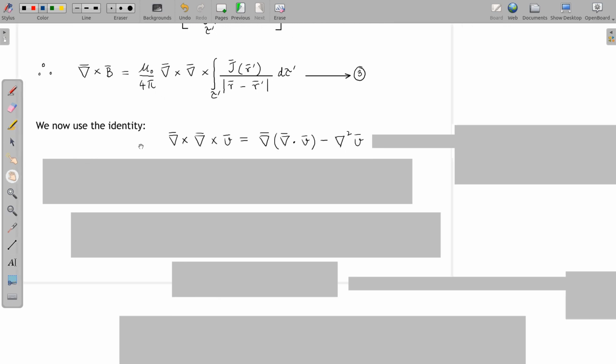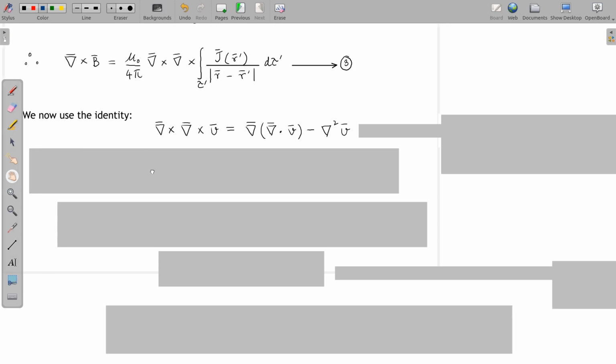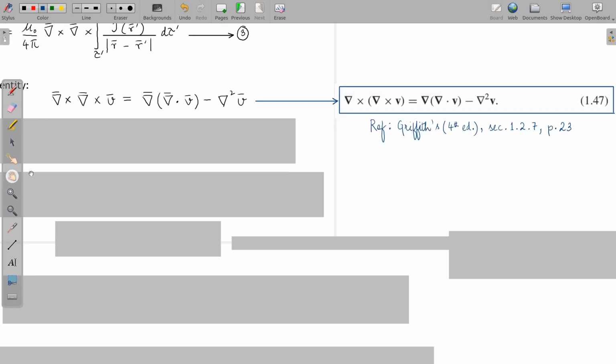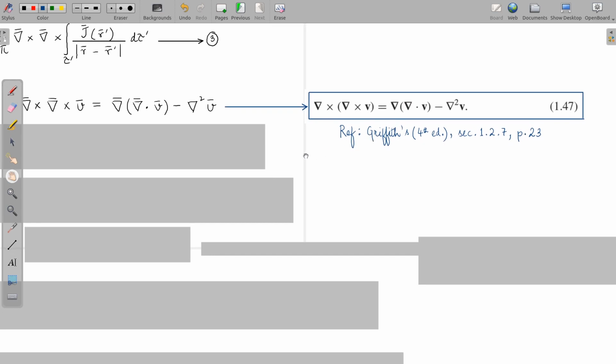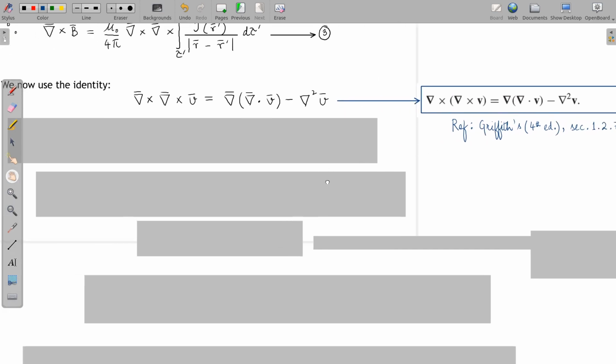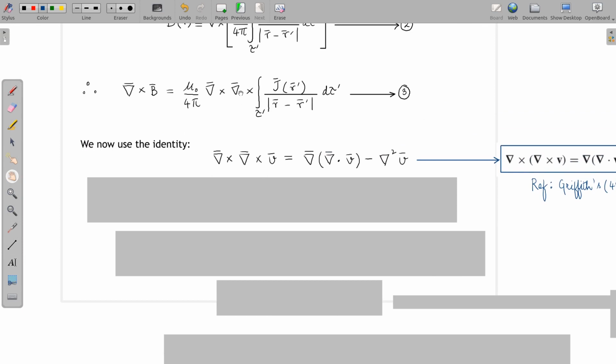Now we already have an identity for the second derivative, when you consider the curl as the derivative under consideration. That is, the curl of the curl of any vector field is equal to the gradient of the divergence of that same vector field minus the Laplacian of the vector field. This is a result which I have picked up from Griffiths section 1.2.7. So we can use this over here, and we can split this into two parts.